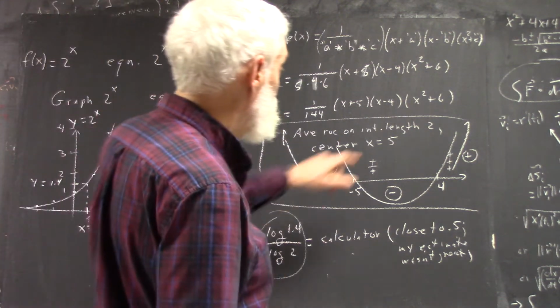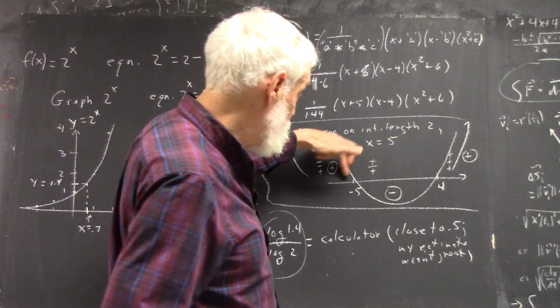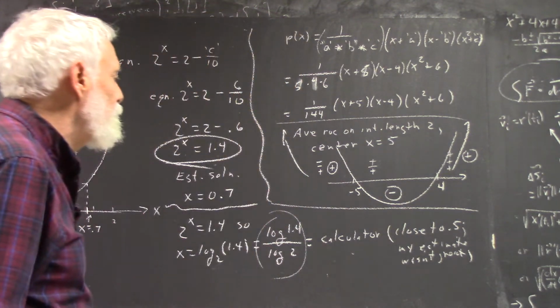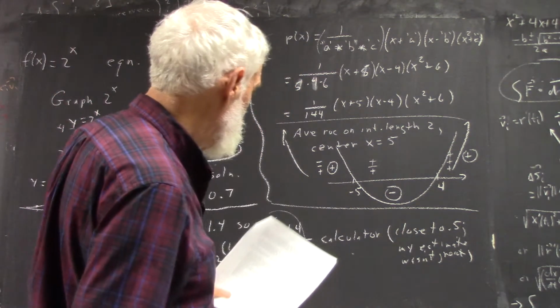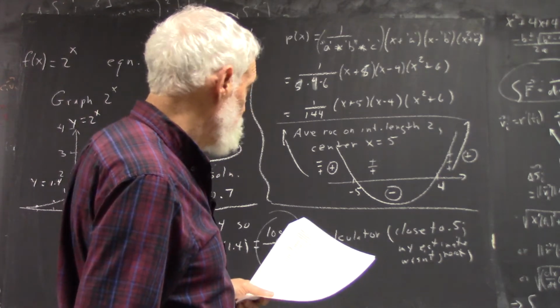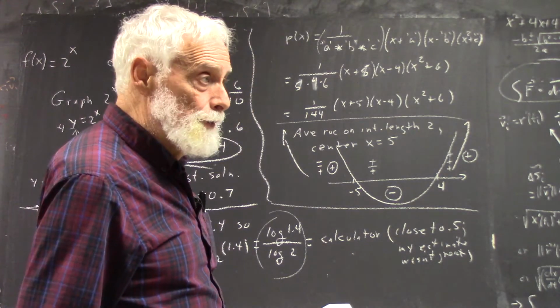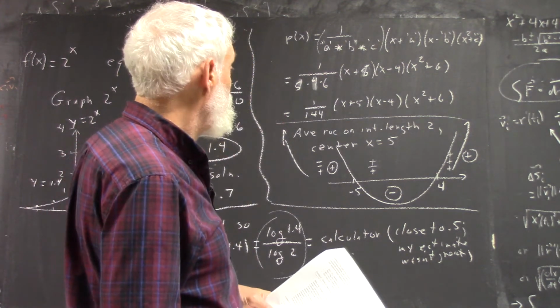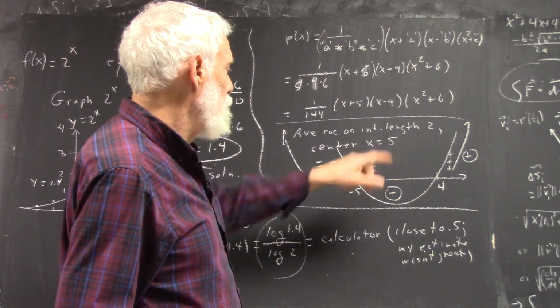And that's because you have to multiply it by this, and this keeps changing as you go from here to here. You don't need to understand that right now, although eventually it would be great if you do. Okay? So now I've got an approximate graph. Now I want an interval of length 2 centered at x equals 5.